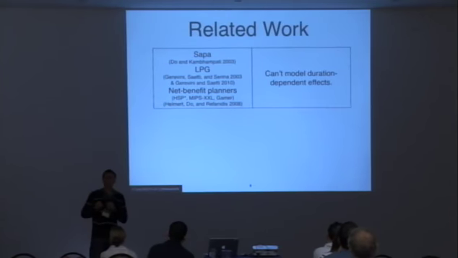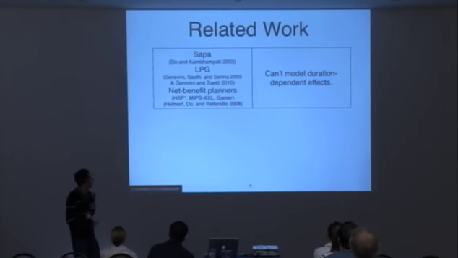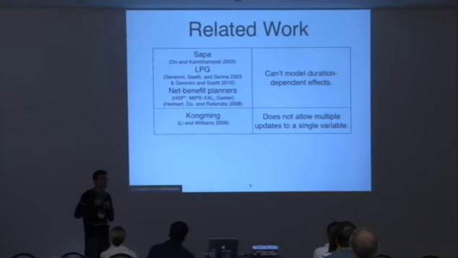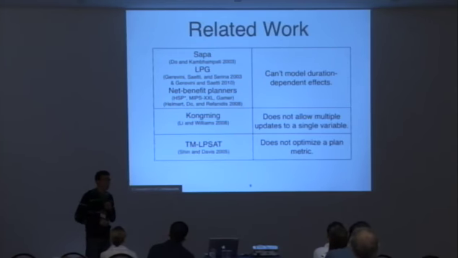Let's take a quick look at some related work and ask, why can't we model this problem in these planners? SAPA, LPG, and the other benefit planners can't model duration-dependent effects, and we want to have the sail action modeled correctly. Kongming doesn't allow multiple updates to a single variable. We have multiple ships and some interacting actions. And TMLPSET doesn't optimize a plan metric. Our goal is cost optimization here, not makespan minimization.